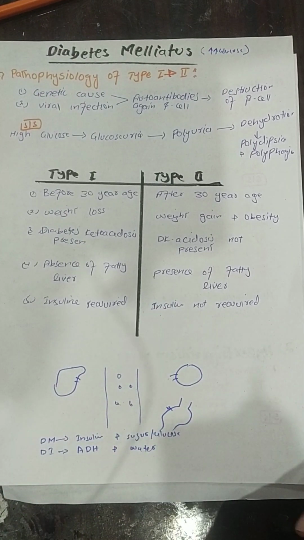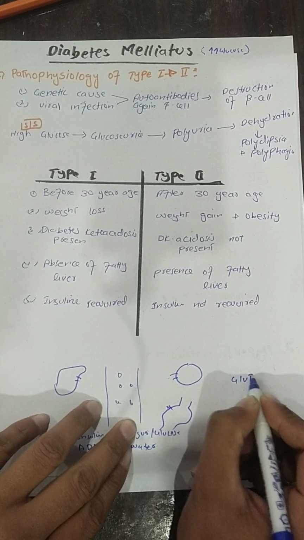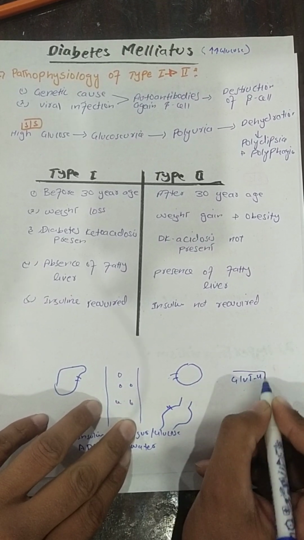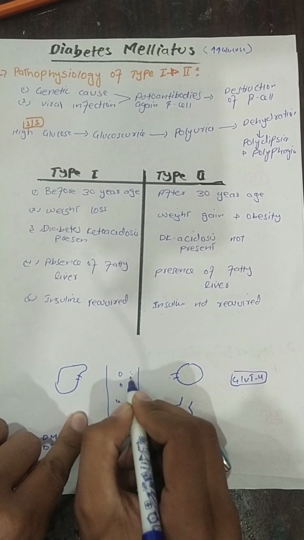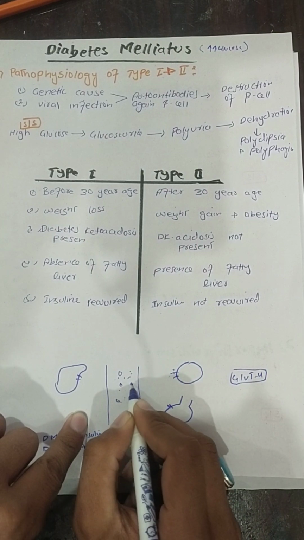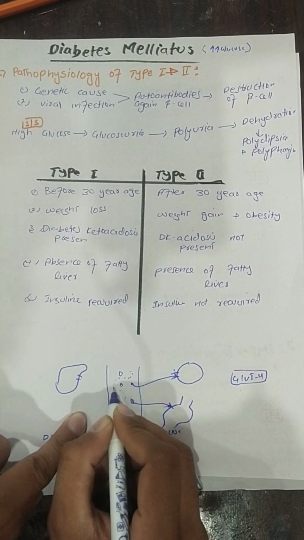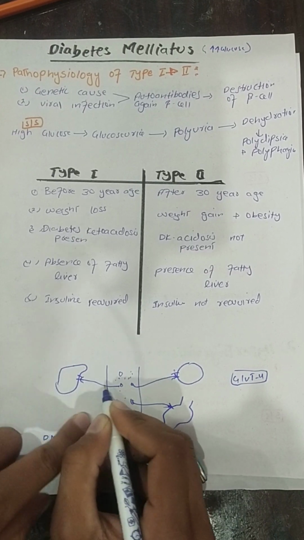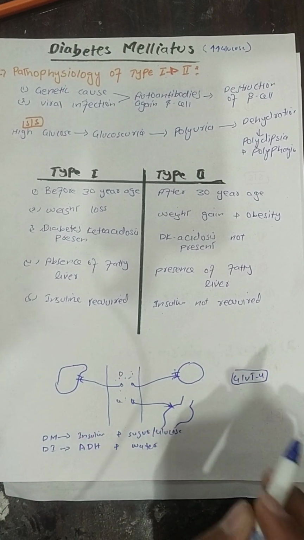These are called GLUT4. Insulin acts on the GLUT4 receptor, which is insulin dependent. When there is a high level of glucose, insulin is produced. Insulin acts on these receptors and causes glucose to enter these tissues. So insulin-dependent glucose uptake by the liver, adipose tissue, and muscle occurs.